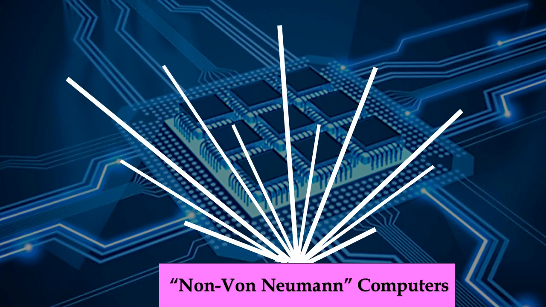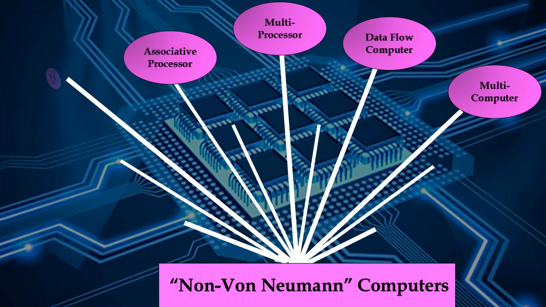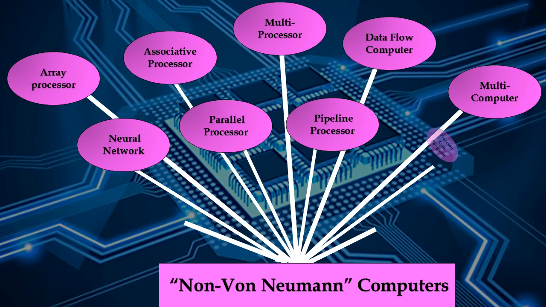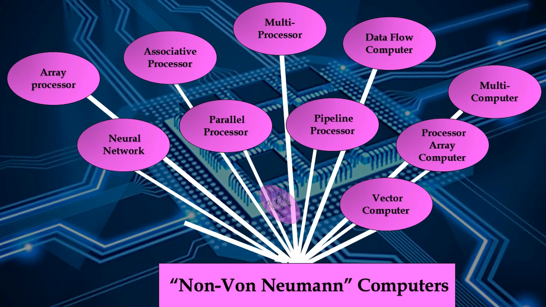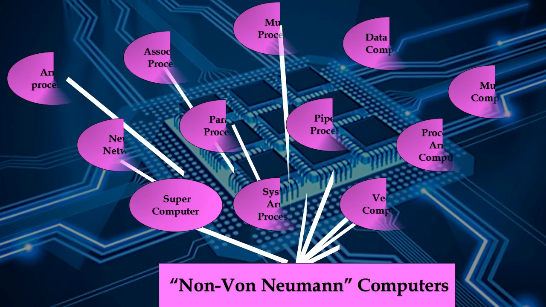These are the non-von Neumann computers. We have multi-computer, data flow computer, multi-processor, associative processor, array processor, neural network, parallel processor, pipeline processor, processor array computer, vector computer, systolic array processor, and last, supercomputer. In this presentation, we are going to focus on the supercomputer.